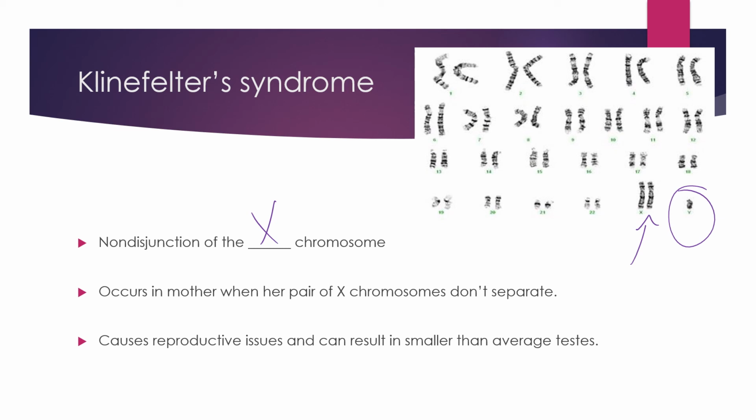Klinefelter causes reproductive issues, and it can also result in smaller than average testes for this individual because they do have 2 X's and a Y. So this would be a male because they do have the Y here.